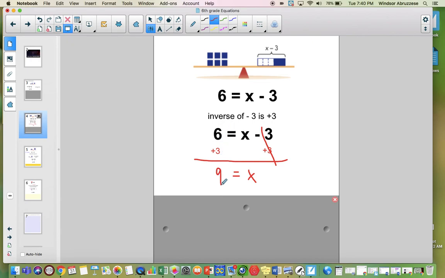9. Now notice here in my answer, the variable is on the right side. That's okay. X equals 9 is the same thing as 9 equals x. It doesn't matter how you write them. It's still the same.